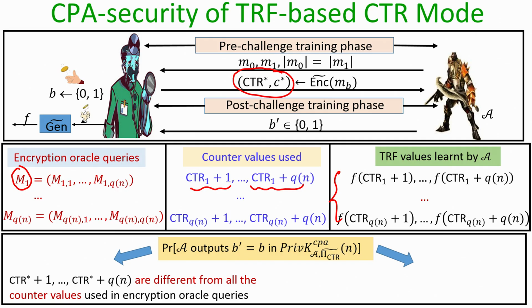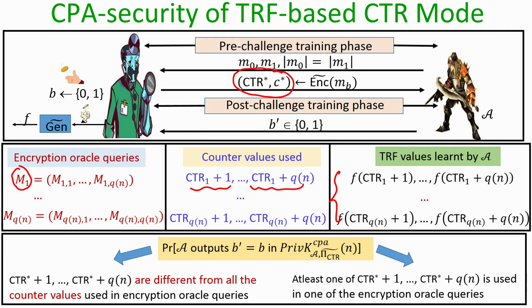So, consider the first case when the counter values which are used to prepare the challenge ciphertext C star are different from all the counter values which have been used to respond to the encryption oracle queries raised by the adversary. That is the first case.